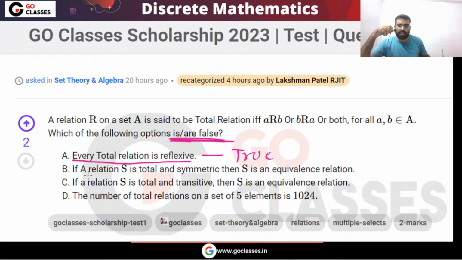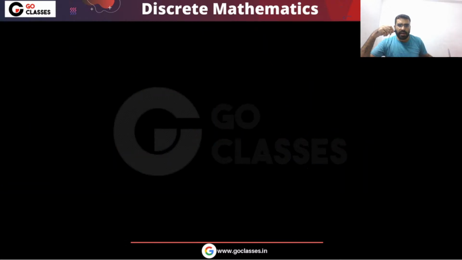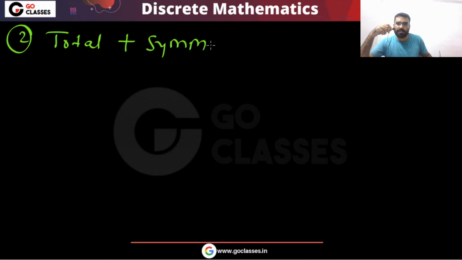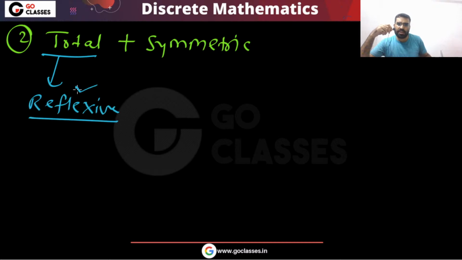Now let's see what the second option is asking. You have a total relation and it is symmetric, then can I say it will be an equivalence relation? So if your relation is total plus symmetric, what can you say about the relation? Remember, total relation already implies reflexive. So the reflexive property is already there.